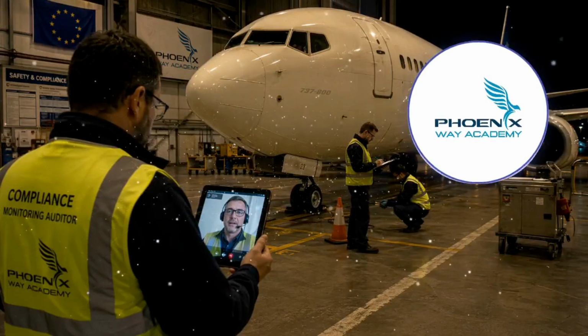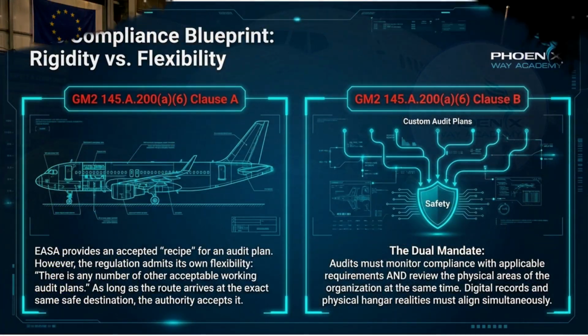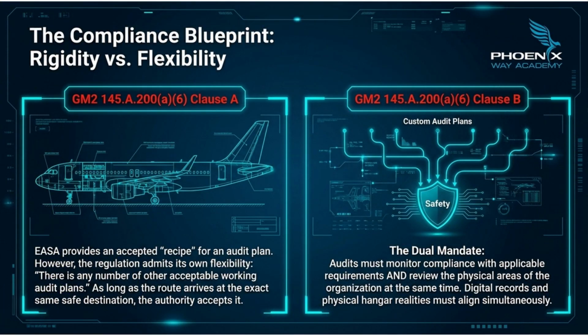GM2 145.A.200(a)(6). Management system, compliance monitoring, audit plan. Right. So if we crack open Clause A, it actually starts with a really interesting caveat. I'll read from the text here.